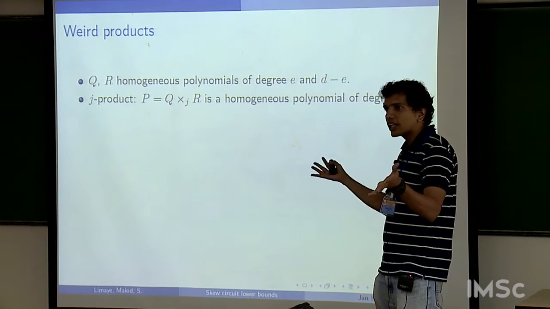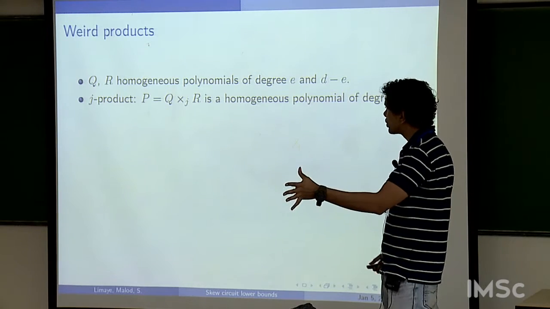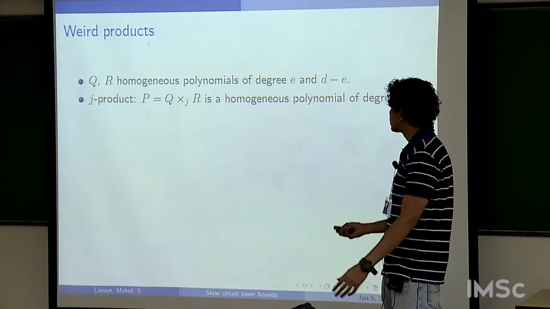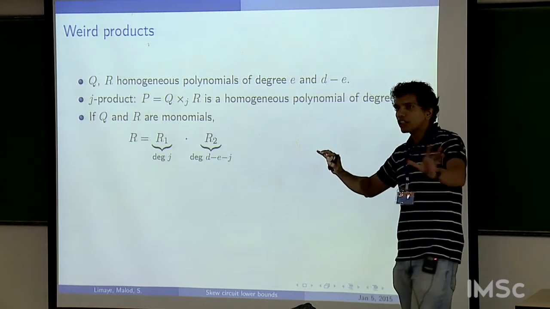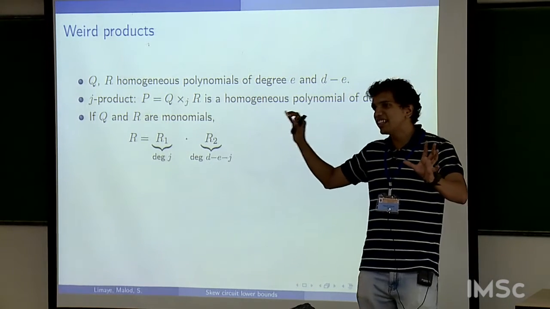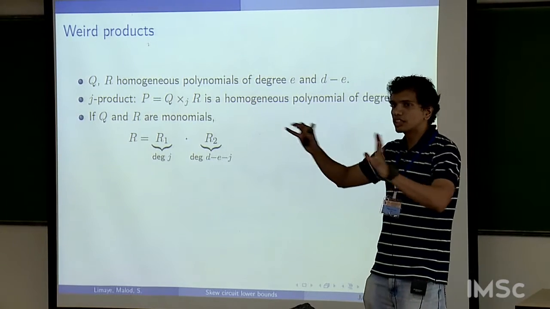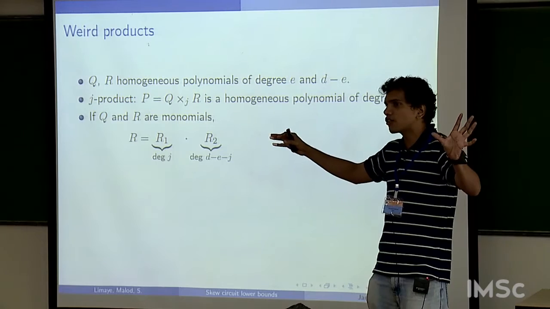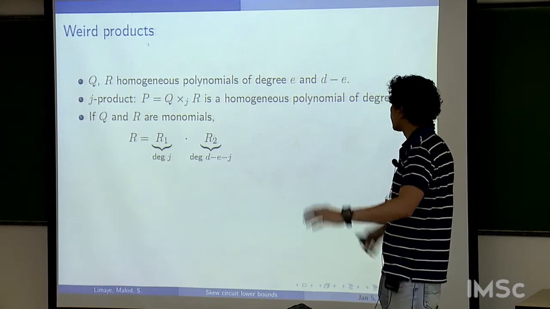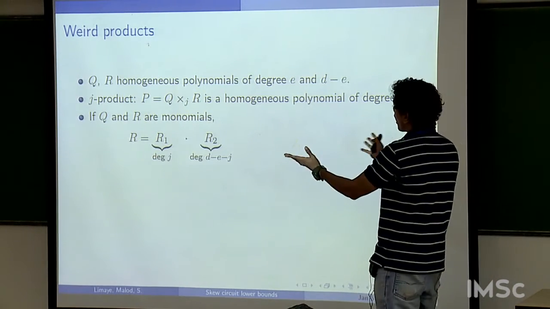So let's say q and r are both monomials. Q is a monomial of degree e, r is a monomial of degree d minus e. What I do is I break up r into a part of degree j and a part of degree d minus e minus j. So r is a string of length d minus e. I break it up into a part of length j and the remaining part. And then I just wrap r around q.